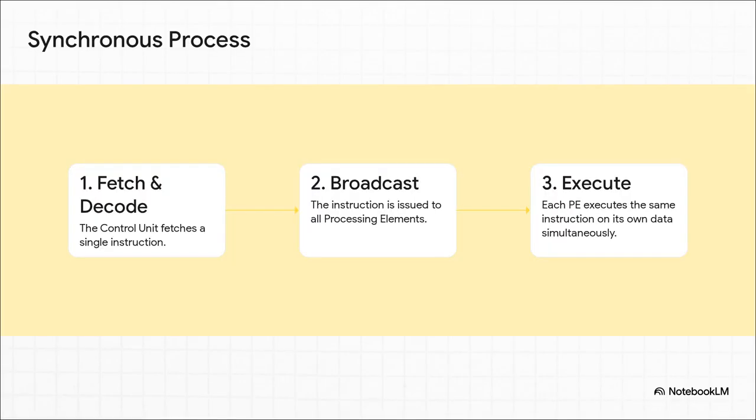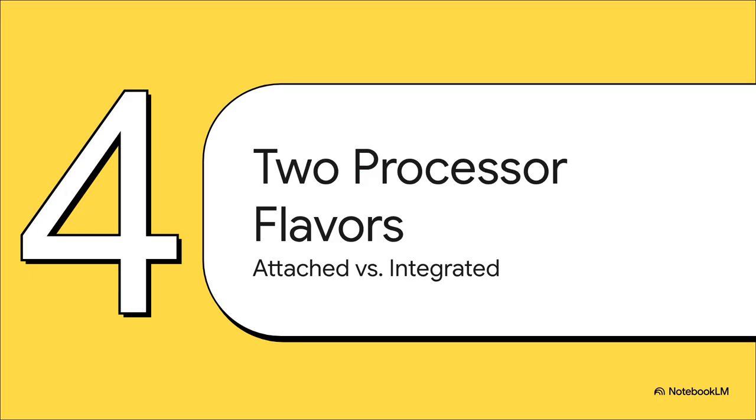The process itself is wonderfully simple. First, the control unit grabs and decodes just one single instruction. Second, it broadcasts that command out to every single processing element. And third, each PE executes that exact same instruction at the exact same time, but on its own little piece of data. They all start together, and they all finish together in perfect unison. So this really elegant design actually comes in two main flavors. You've got what are called attached processors, and then integrated or SIMD processors.